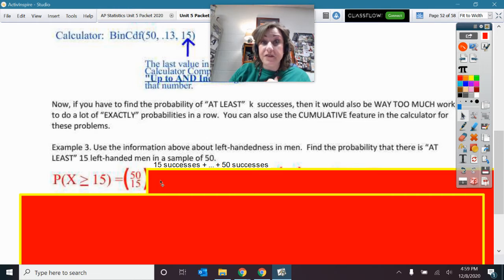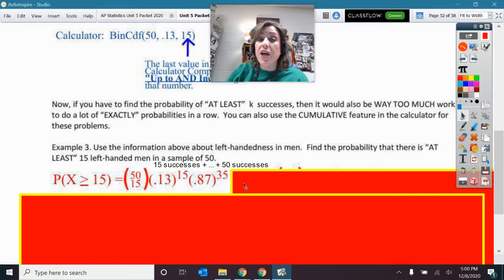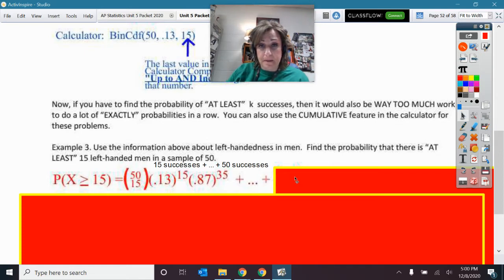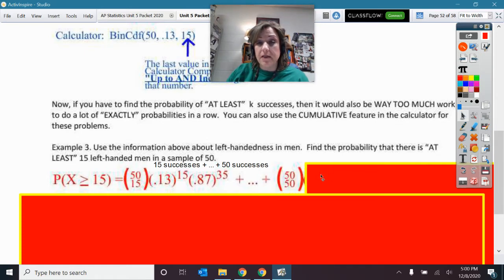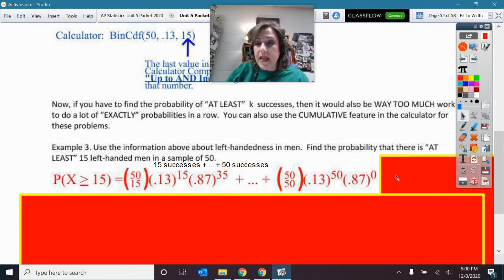15, choose 15. See, that's the lowest part. All right. 0.13 is the success, and I want 15 of those. And if I want 15 of those, then how many failures do I have? 35, because 35 plus 15 is 50. All right, that's the first in my sequence. Plus, here's the last in my sequence. 50 choose 50. So that is 50 left-handers and 0 righties. Okay, now, here's where it gets tricky.